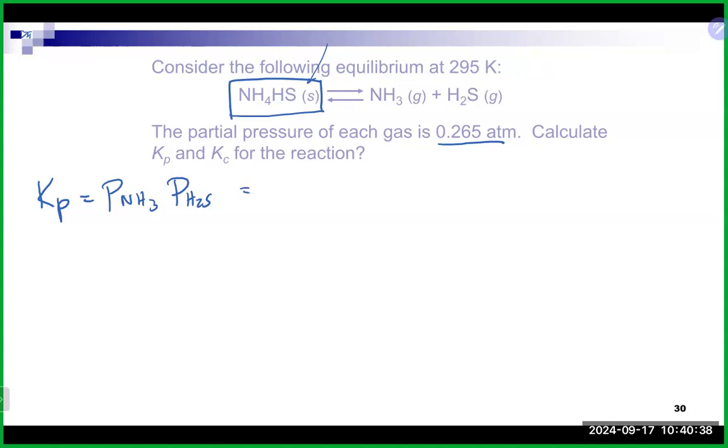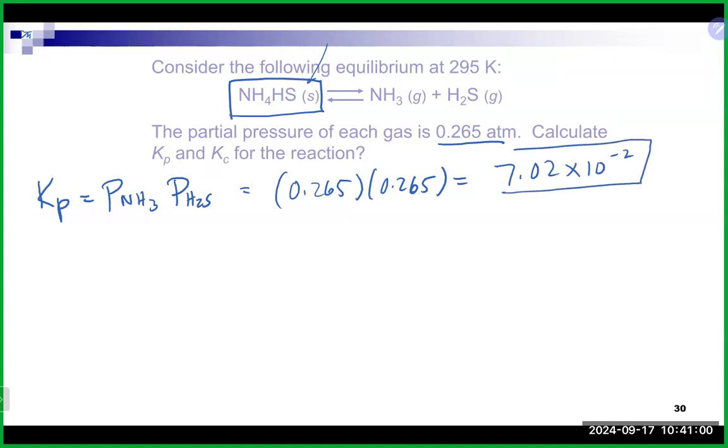So put in our numbers here. We'll have 0.265 squared, and that's going to get us there. We'll call it 7.02 times 10 to the minus 2 would be our Kp value. Again, no units necessary for this.